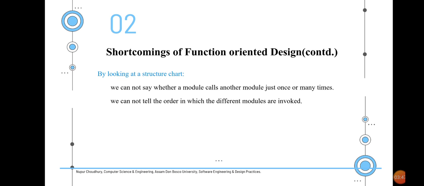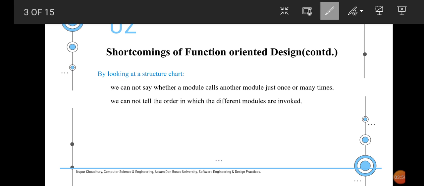Next are some of the problems related to structure charts. Essentially, we cannot say whether a module calls another module just once or many times. In a structure chart, the control between modules is represented using arrows, which means module 1 will be invoking module 2, but how many times module 1 invokes module 2 is not represented within the structure chart. And we cannot tell the order in which different modules are invoked.